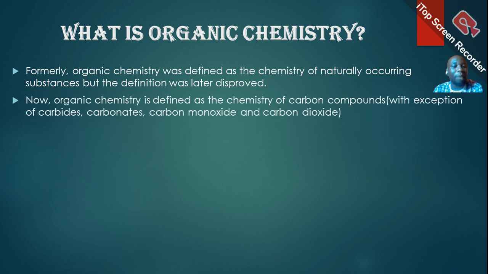How? What happened? There was a scientist called Friedrich Wöhler. He was able to produce an organic compound that we call urea, from ammonium cyanate. Other chemists came up with different ways of producing some of these organic compounds, and that was why the definition was disproved. Now, since the first definition was disproved, how do we define organic chemistry? Now we define organic chemistry as the chemistry of carbon compounds.